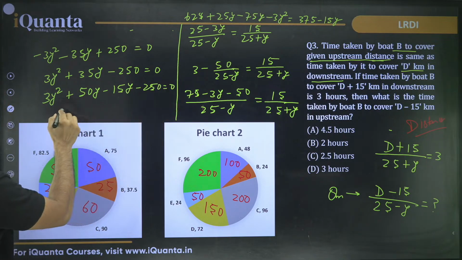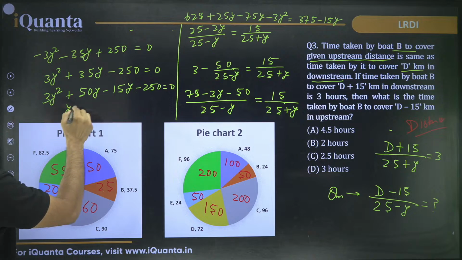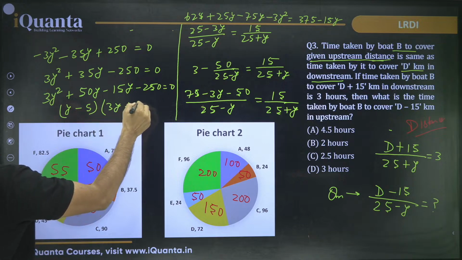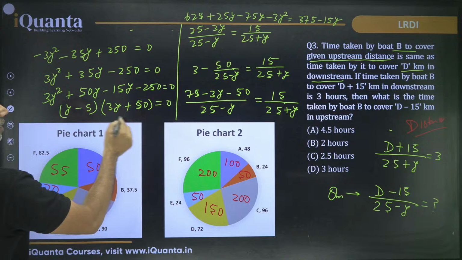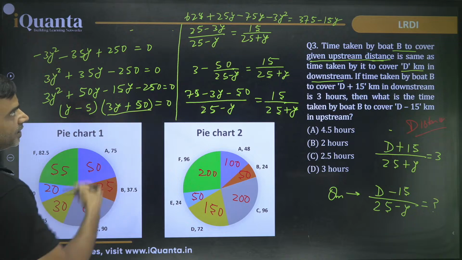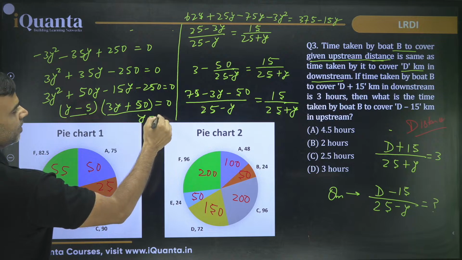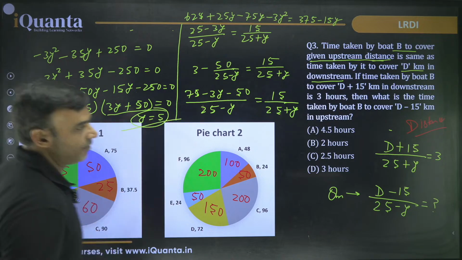if I take y common, from here I take 5 common. So this will give us 3y plus 50, and that is equal to 0. Now this will give us a negative value of y. Speed of river cannot be negative. y minus 5 equal to 0, this gives us y equal to 5. So we have got the value of y equal to 5.